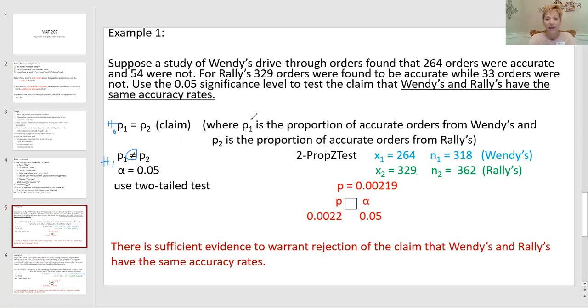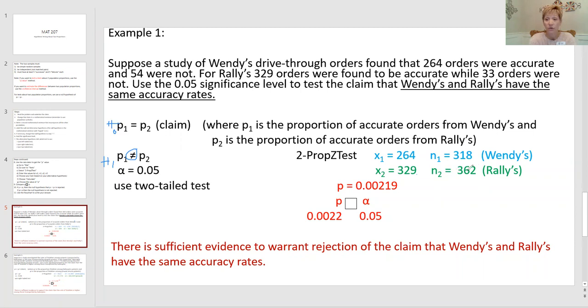Now, remember, I said P1 was Wendy's, so this N is the total from Wendy's, and I'm doing accuracy rates, so these have to be my accurate orders. Now, they didn't give me my total. They told me 264 were accurate and 54 were not accurate. I had to add those numbers to get this 318 total. Then I went to my second sample that came from Rally's. You need to tell me that on your test.